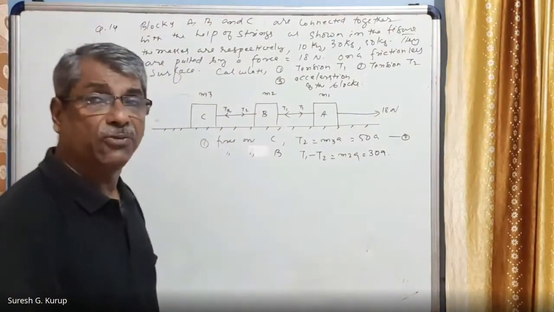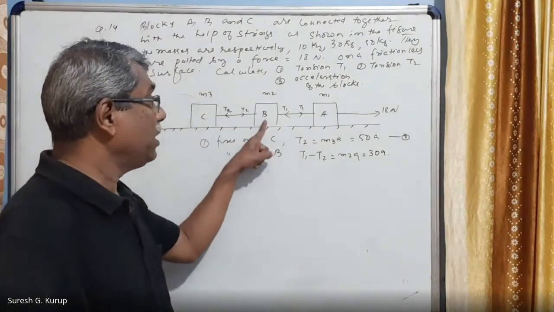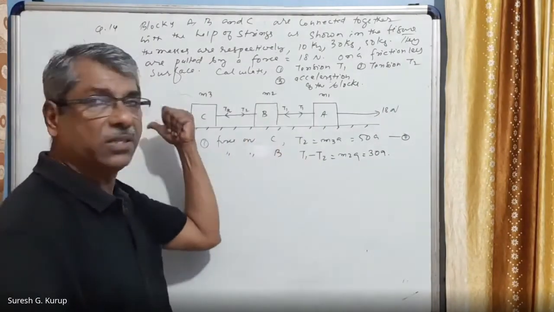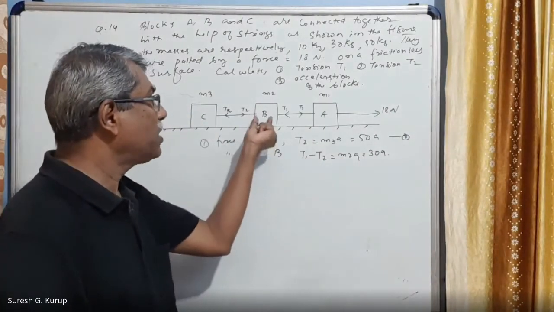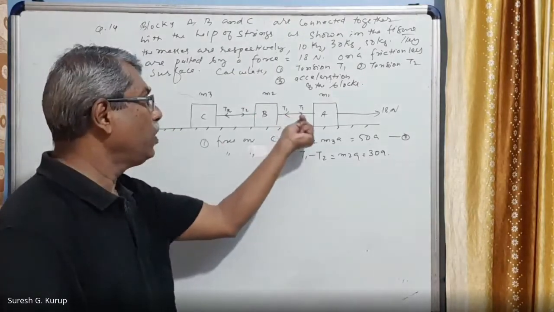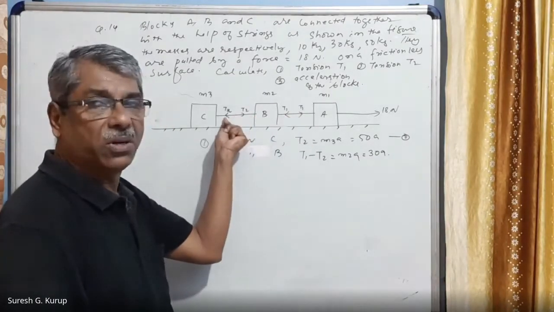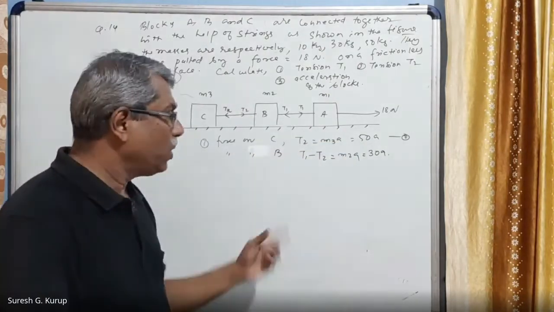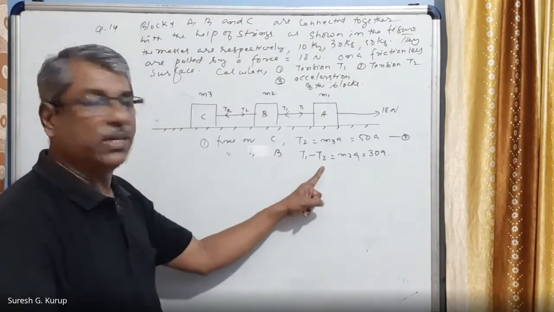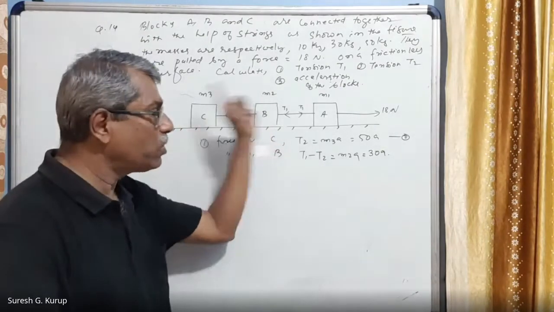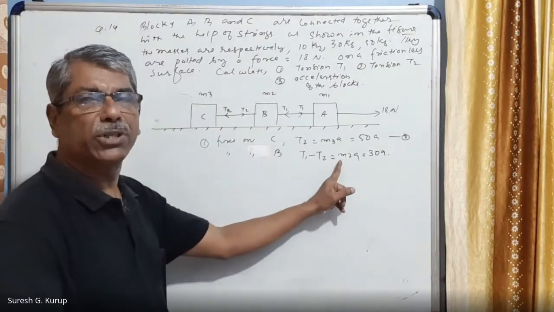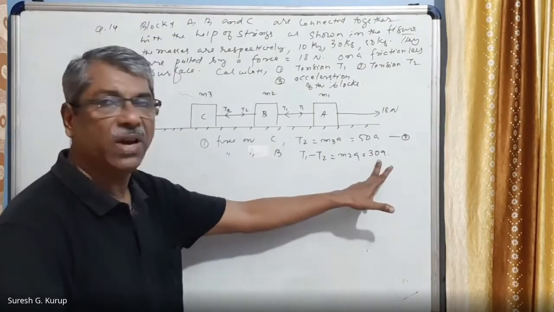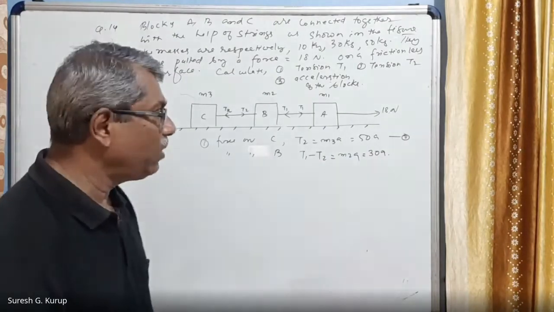The resultant force acting on B: one force T1 is pulling in the forward direction, and the other is the reaction force, that is T2. So B is acted on by two forces, T1 and T2. T2 is in the backward direction, T1 is in the forward direction, but T1 is greater than T2. Therefore, T1 minus T2 is the resultant force acting on B. According to Newton's second law of motion, the resultant force is mass into acceleration. What is the mass? M2 into acceleration. The value of M2 is 30, that is 30A. This is equation number 2.